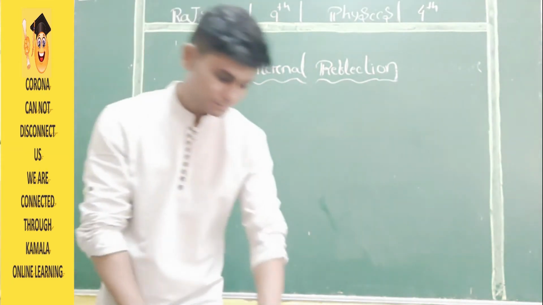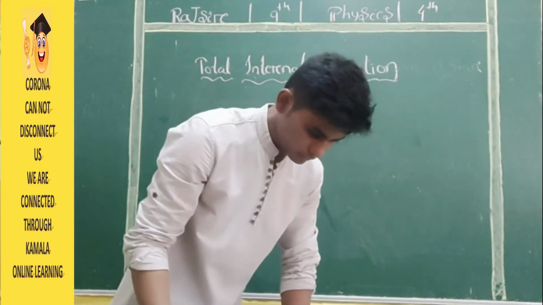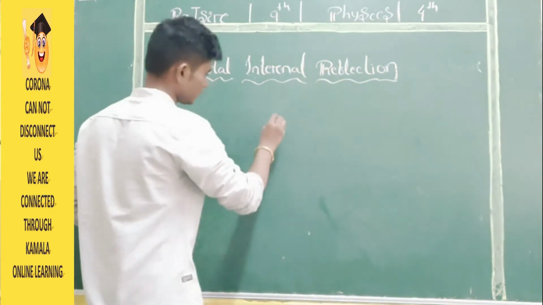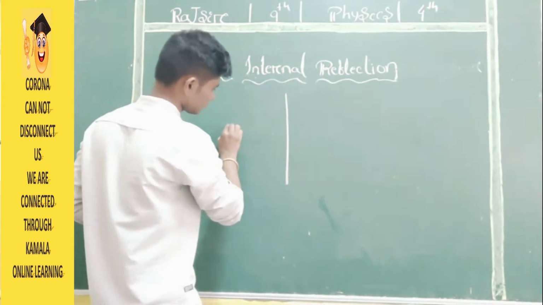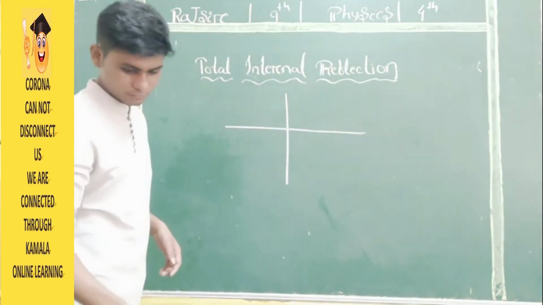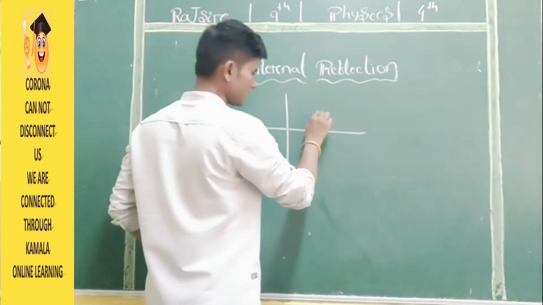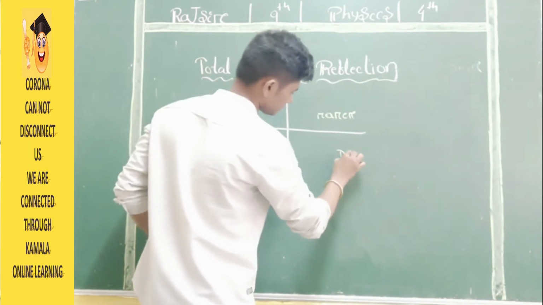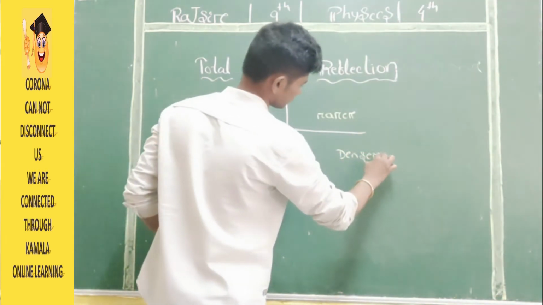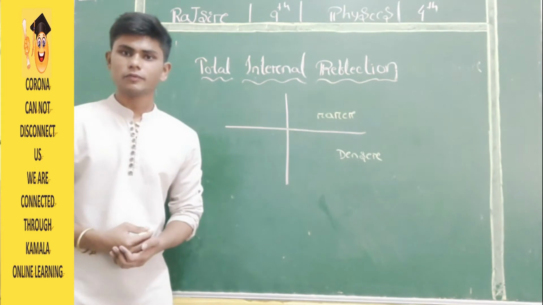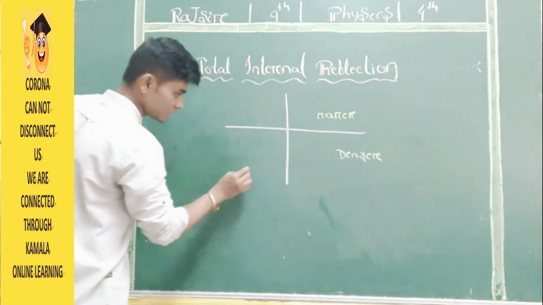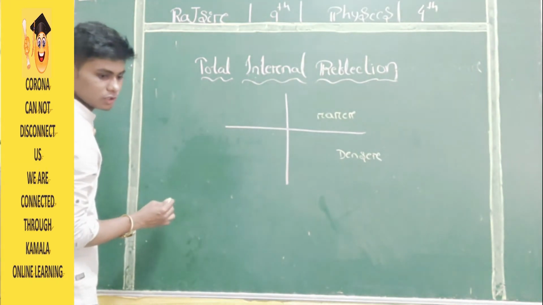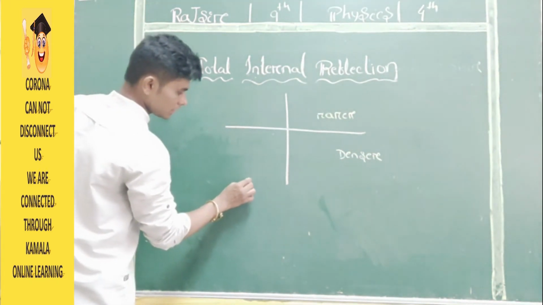How? Let us understand. Suppose this one is your rarer medium. This is your denser medium. Fine. Suppose the ray of light is incident from this side, from the denser medium to the rarer medium. Suppose the ray of light is going on like this.